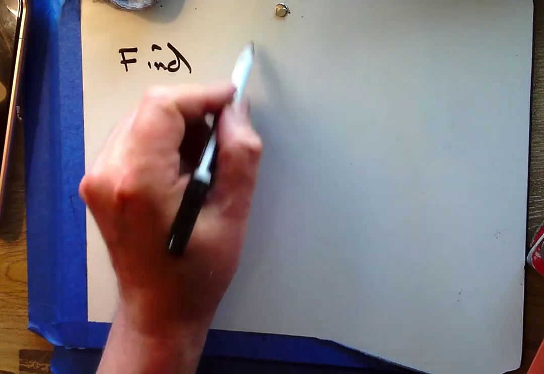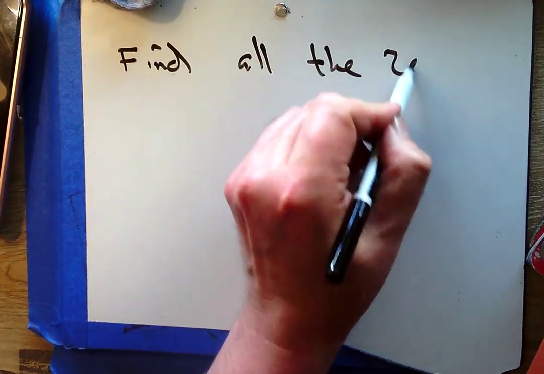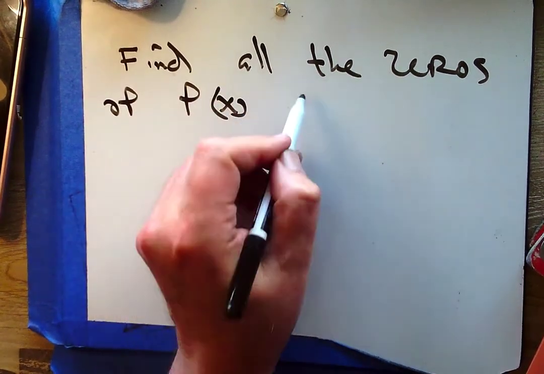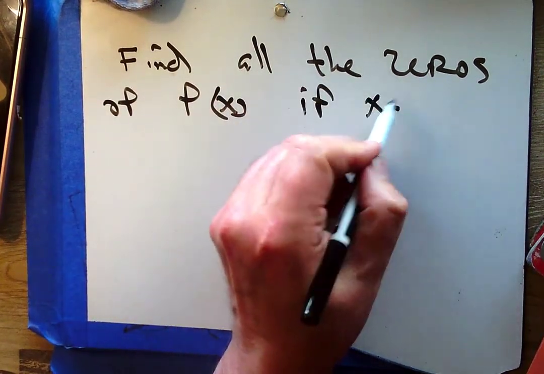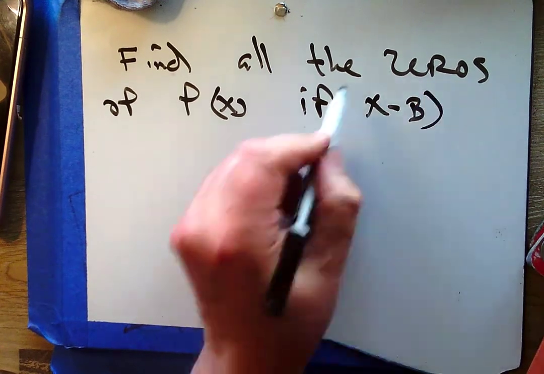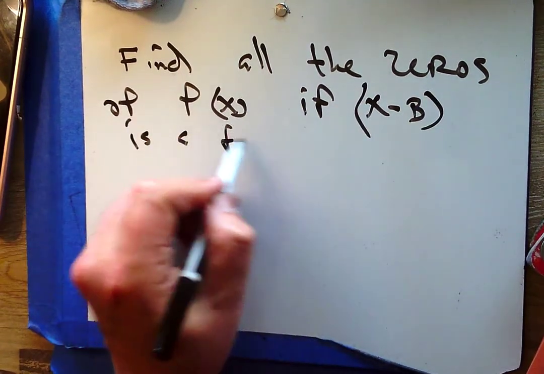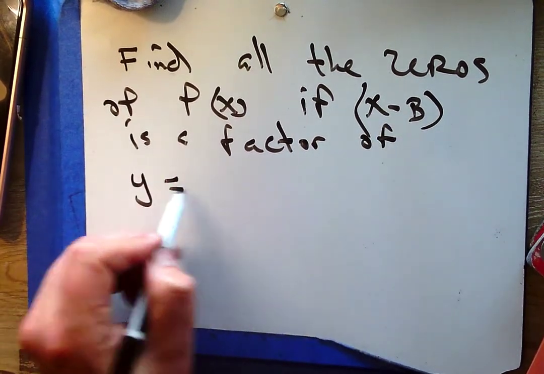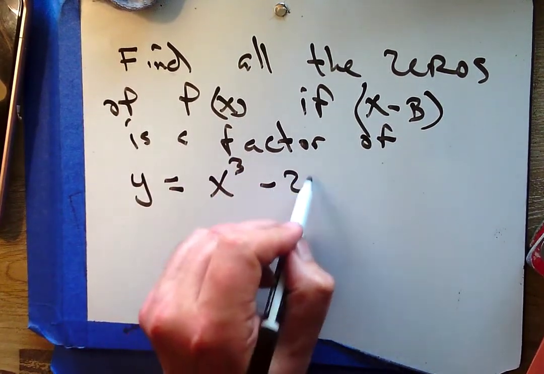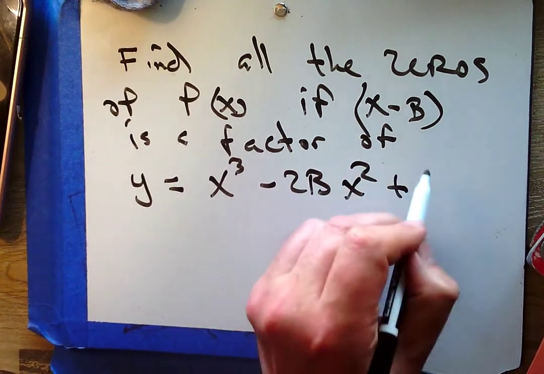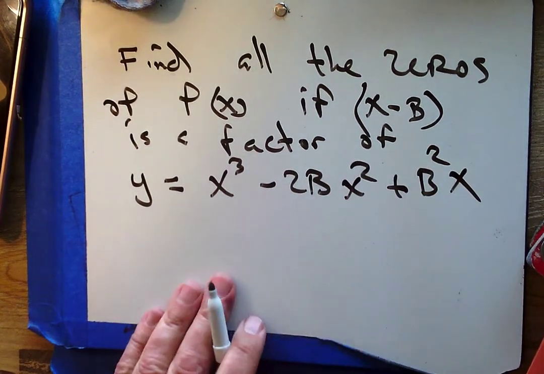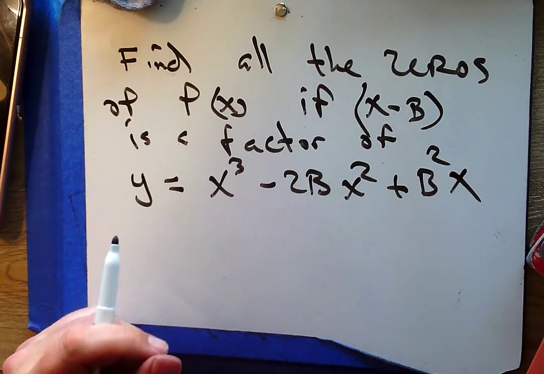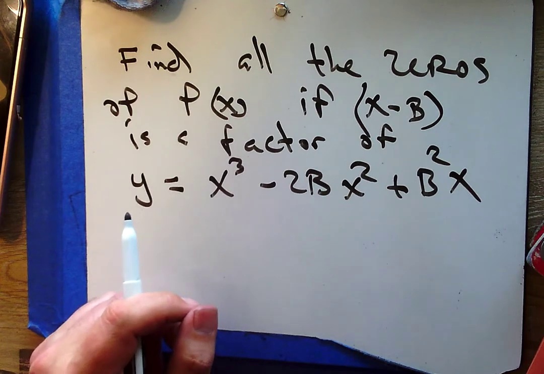Find all the zeros of f of x if x minus b is a factor of y equals x to the third minus 2bx squared plus b squared x. Hot dog! What the hell, Mr. Kukla? You want me to do what now?